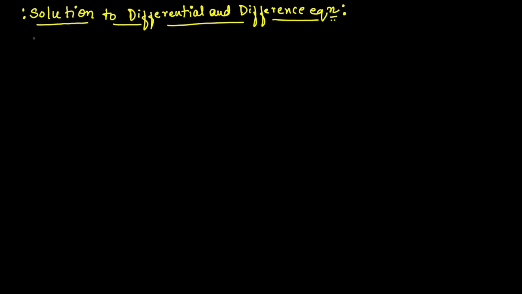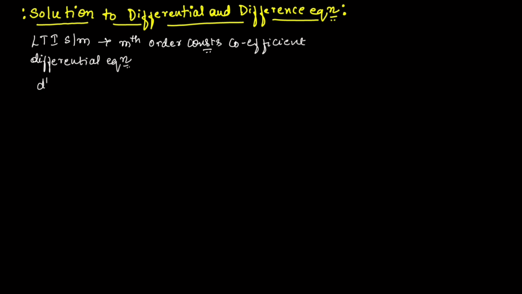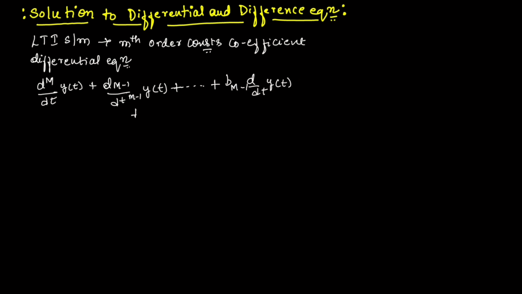Now let us consider an LTI system with mth order constant coefficient differential equation as d^m/dt^m y(t) + b1 d^(m-1)/dt^(m-1) y(t) + and so on plus b(m-1) d/dt y(t) + bm y(t) is equal to x(t).